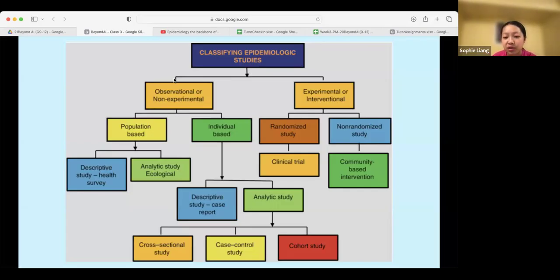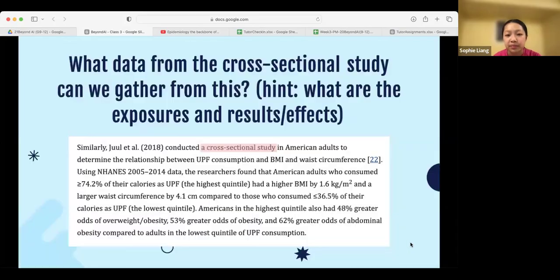So in those you have a clinical trial and then non-randomized study. This is intentional. You know which groups are getting what type of change. And these ones are like a community-based intervention. Okay, does that make sense so far? Yes, okay.